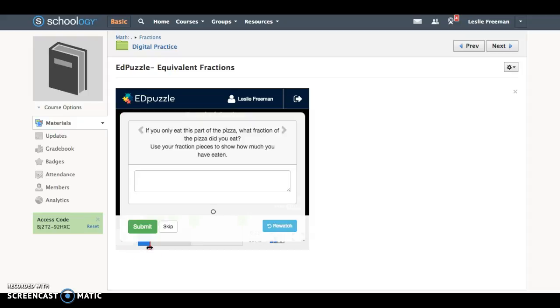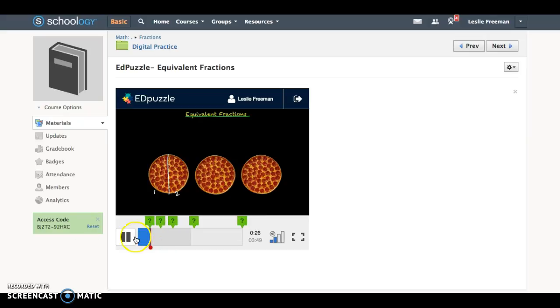Okay, so this first question: if you eat only this part of the pizza, what fraction of the pizza did you eat? And students will go ahead and answer in here as they will with the rest of the questions. So I just skipped through, but there are 5 questions for them to answer, which should give me an idea if they understand equivalent fractions or not.